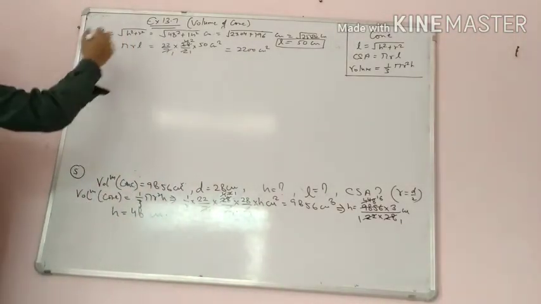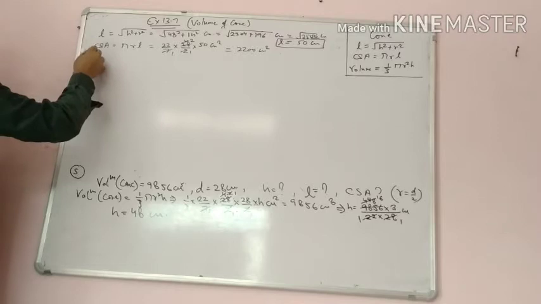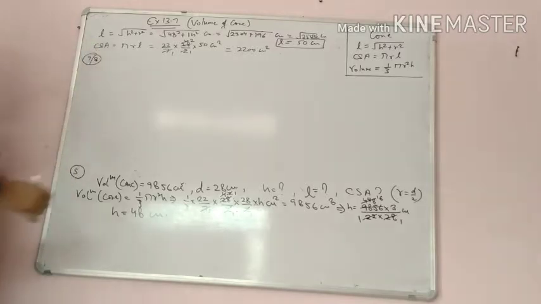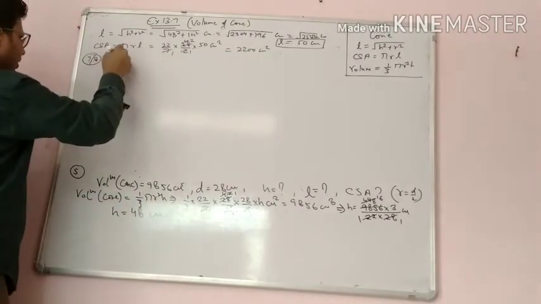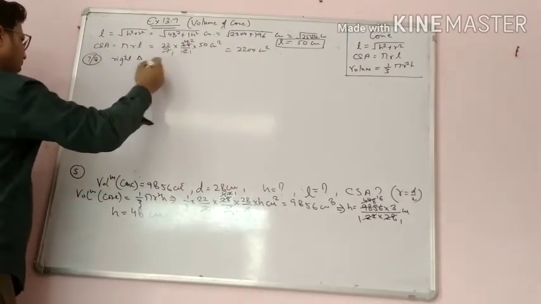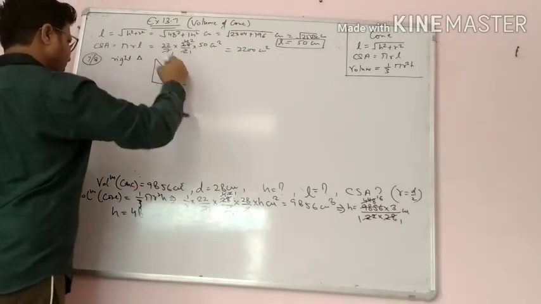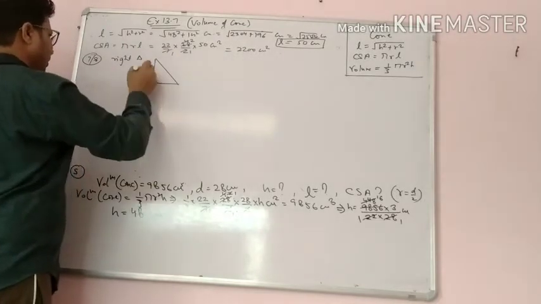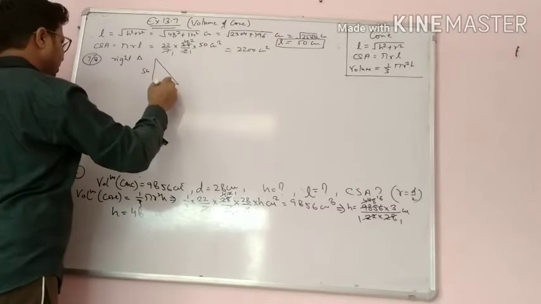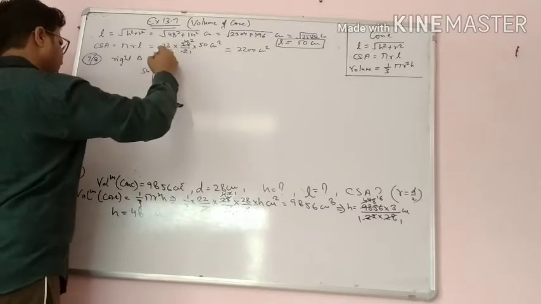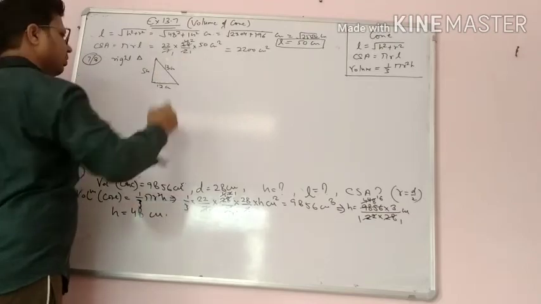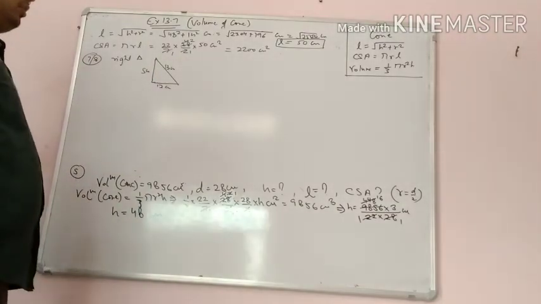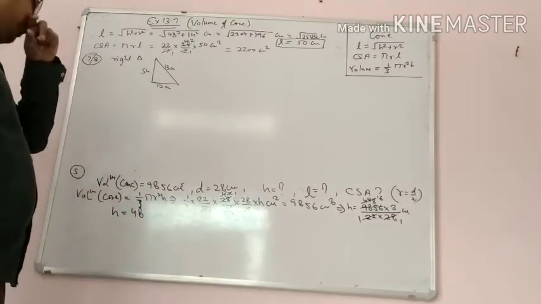Now question number 7 and 8 are there. Both I am taking together. In that it is given a right angle triangle is there, whose sides are there. One is 5 centimeter, one is 12 centimeter, and one is 13 centimeter. Clear about it?